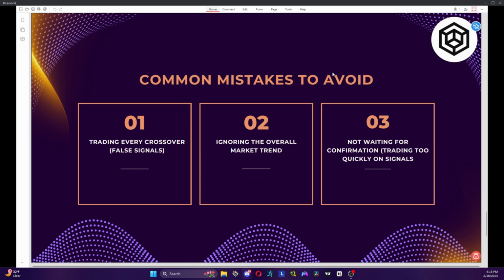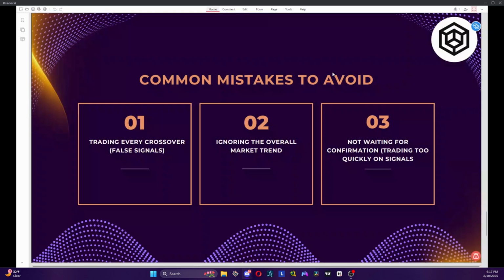And number 3, the common mistake to avoid is not waiting for confirmation. Trading too quickly on the signals. Similar to EMA or SMA crossovers, you'll see that a lot of people say, oh, the 9 crossed the 21, or the 8 crossed the 21, or the 8 crossed the 14 and the 21 on the 5. And suddenly everybody thinks that the market's going to rally. That's not the case, because it's very important to look at the bigger time frames so that you understand the bigger dynamic of what it is that's happening in the market.